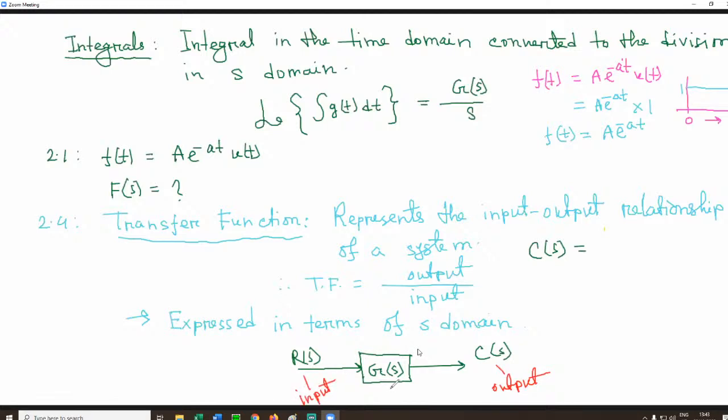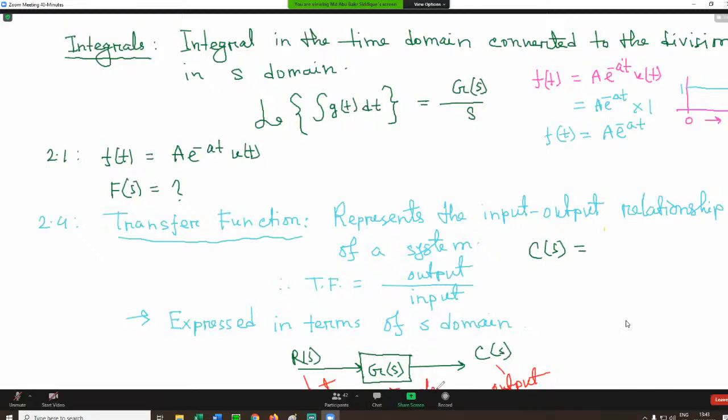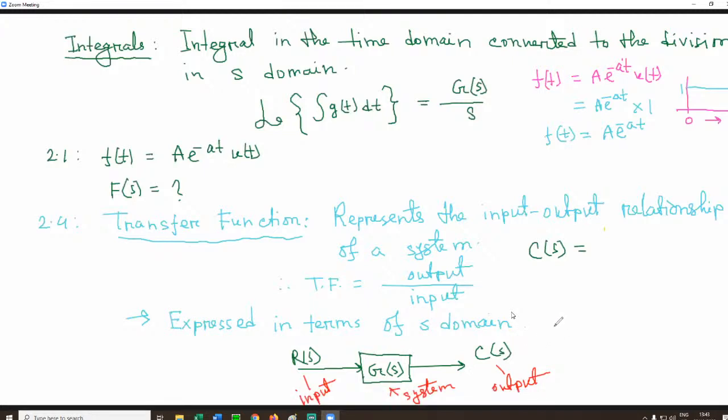And this is our system, controller, whatever we have all together. We can write system, just forget about controller. So we have input, we have system, we have output. That is the open loop system. System is also called plant. Okay, so that is the open loop system.